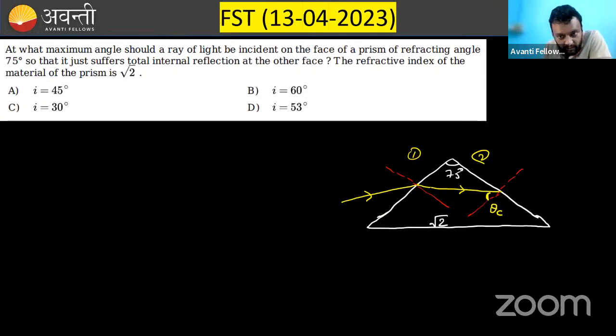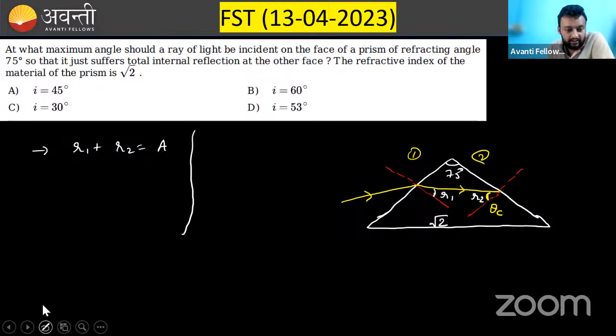Okay. So now one more thing, I think from the derivation or from the discussion lecture, you know that this angle is denoted by R1 and this angle is denoted by R2. And for the prism, what we have learned is that R1 plus R2 is equal to A of prism. That's what we know from the derivation, from the theory. Now, this R2 should be equal to theta c for TIR to happen at least, or should be greater than theta c.